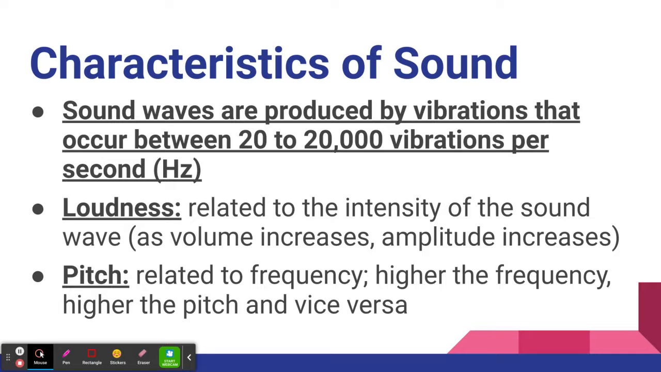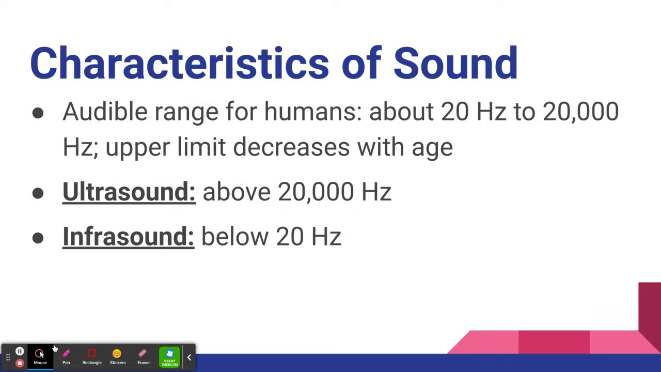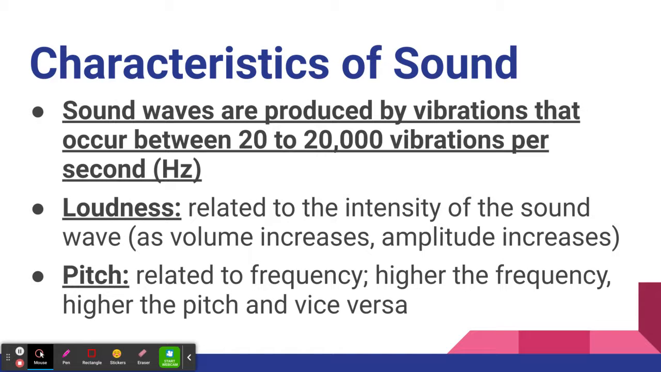Okay, so characteristics of a sound. This is where we're getting to the video you watched a little bit ago. Sound waves are produced by vibrations that occur somewhere between 20 to 20,000 hertz. Okay. So that's the audible range of human beings. There are sounds that are above 20,000. There are sounds that are below 20 hertz, but this is the range that we can hear.